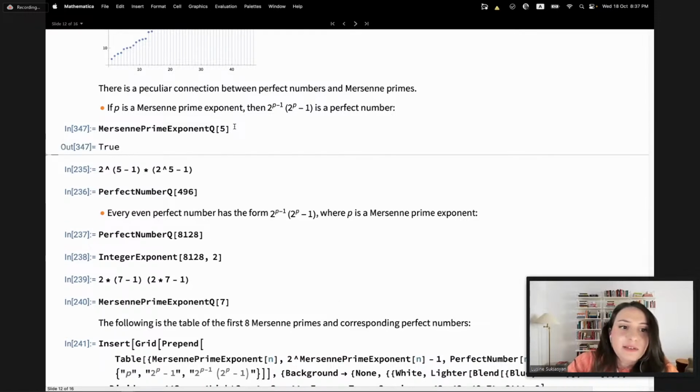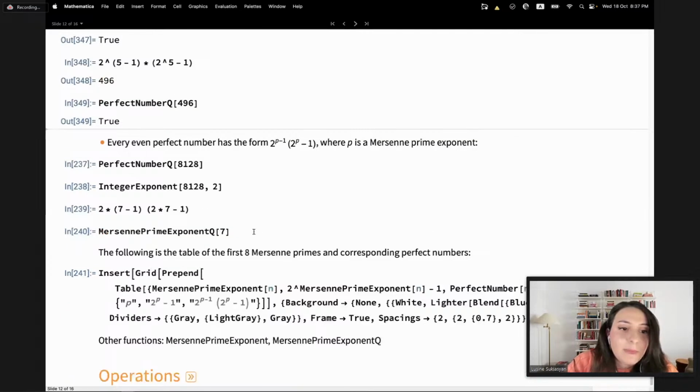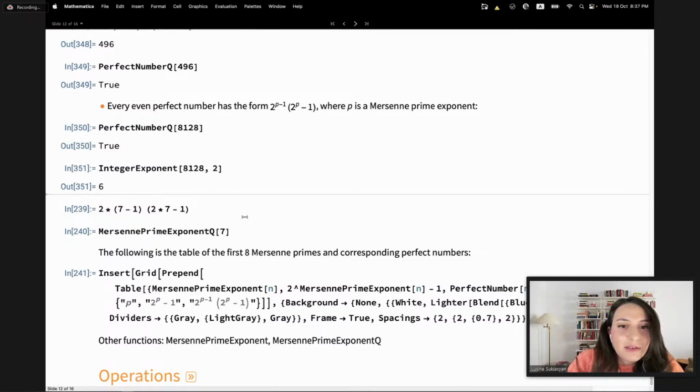For example, 5 is a Mersenne prime exponent, and we can put 5 into this formula. And what does it say? It says that this number, 496, should be a perfect number. And yes, that is a perfect number. So the other way, every even perfect number has the form 2 to the power of p minus 1 times (2 to the power of p minus 1), where p is again a Mersenne prime exponent. So take this number and check that, yes, this is a perfect number. We can guess what p should be by using the function that we already talked about, integer exponent. So, okay, p minus 1 should be like 6, so p should be 7, and we can check here.